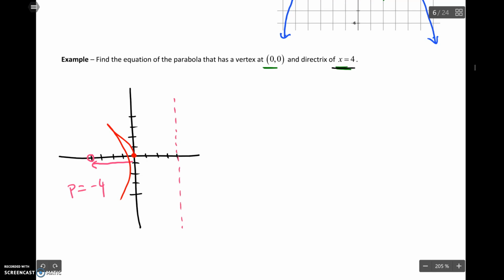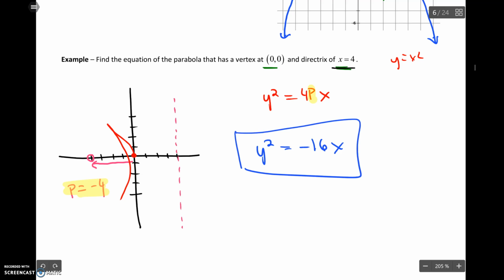Sideways parabolas are not y equals x squared. They are y squared equals x. 4p goes with the linear. By the way, I should have started with this. The only thing you need in order to find the equation of a parabola is the p value, the signed distance. And now I know it. So this equation is y squared equals -16x. Okay? Or y squared plus 16x equals 0. I don't know. Nobody cares about that.